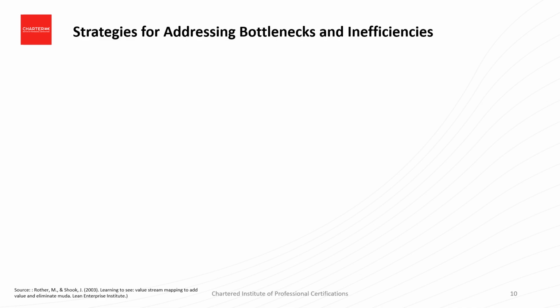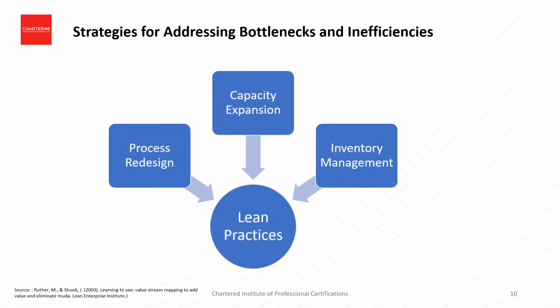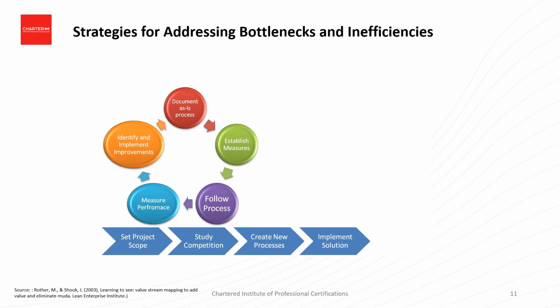Now, supply chain optimization is a continuous process that involves identifying bottlenecks and inefficiencies and implementing strategies to address them. We would now look at 4 such strategies that will allow you to do such a thing. The first is process redesign.